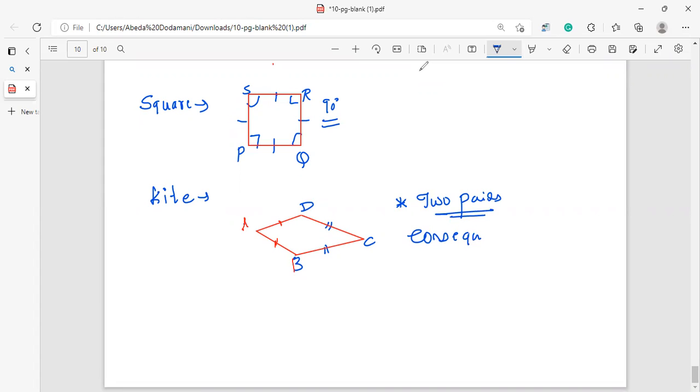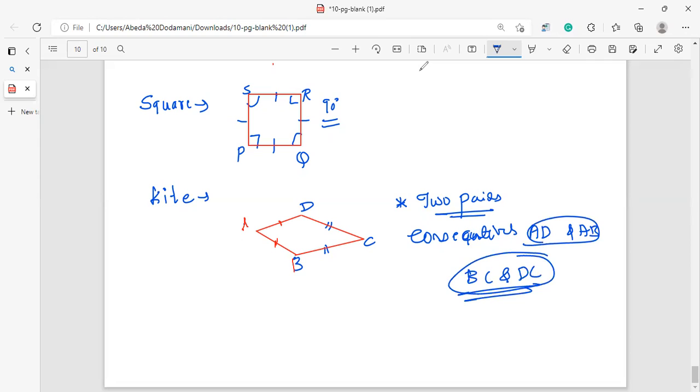When I talk about consecutive, it means AD and AB, and also BC and DC. So these two sides and these two sides are equal. Okay, so the diagonals are perpendicular to one another. Here, if I draw the diagonals for this particular kite, it actually looks like this. They're actually perpendicular to each other. When I say perpendicular to each other, guys, it's again 90 degrees I'm talking about. So they are intersecting each other at 90 degrees.